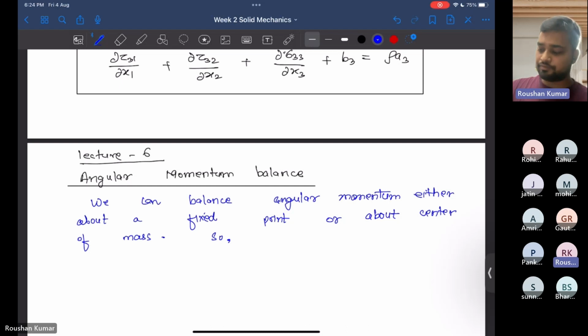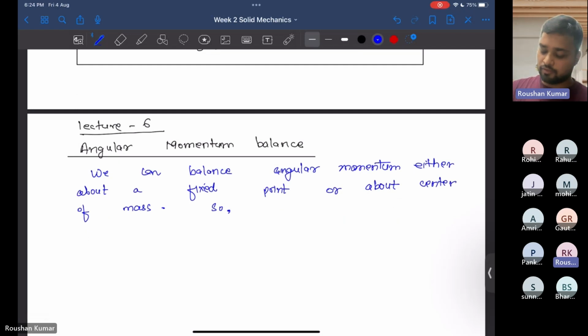Here I have not derived the whole angular momentum balance completely. I just wrote what has been obtained after balancing the angular momentum using Newton's second law. The total external torque about any fixed point O or center of mass, that is the summation of all the external torques, is equal to the rate of change of angular momentum about the fixed point O, or about the center of mass. This is Newton's second law in terms of torque.